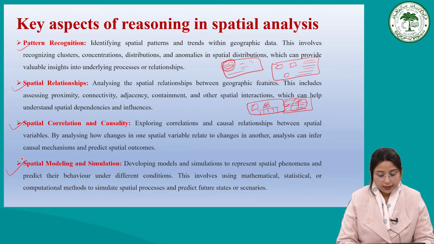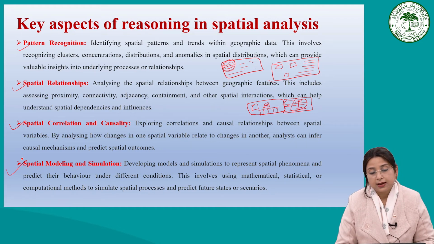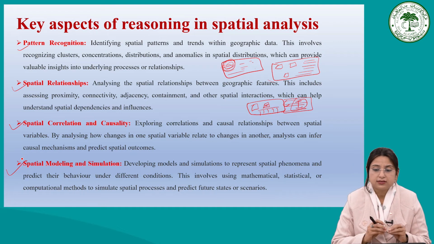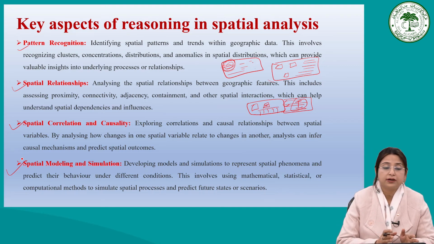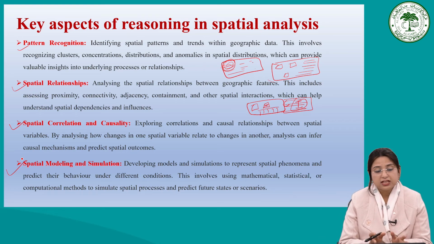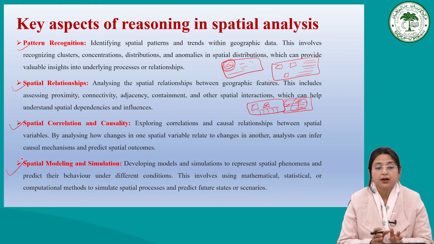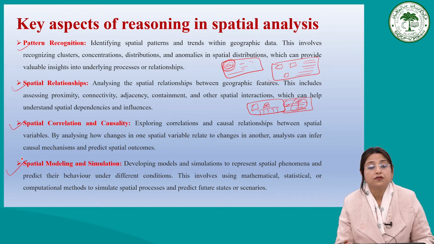Then reasoning also covers spatial modeling and simulations. For example, developing different types of models and simulations. Why? In order to represent various phenomena and predict their behavior in different situations. For example, if any land use or land cover change is taking place at a particular rate, then spatial models may predict, with the same rate, trend, and behavior, what the land cover change will be after 20 or 30 years.